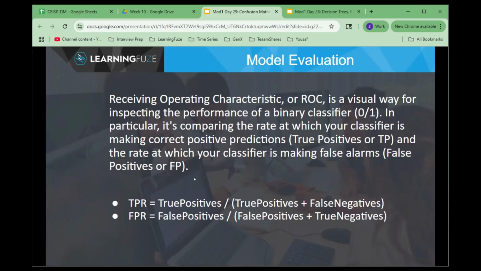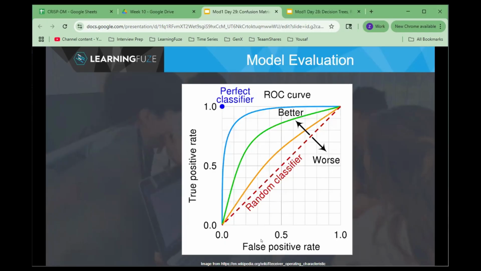So this ROC curve is built using the true positive rate and false positive rate. What you really do is put false positive rate on your x-axis and true positive rate on your y-axis, and you plot them. And it builds a curve. This curve is called a ROC curve, receiver operating characteristic curve.